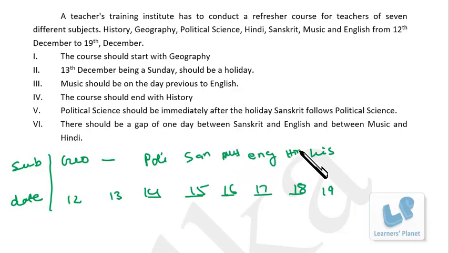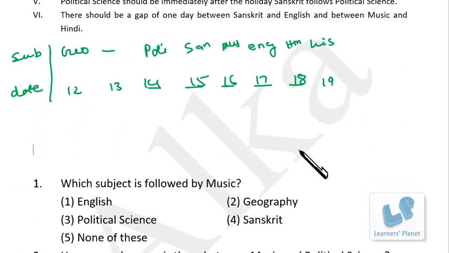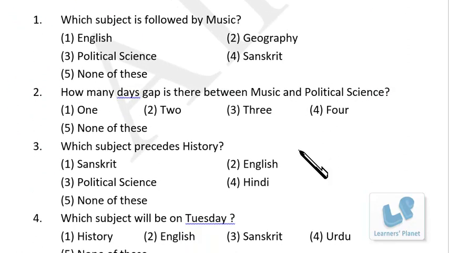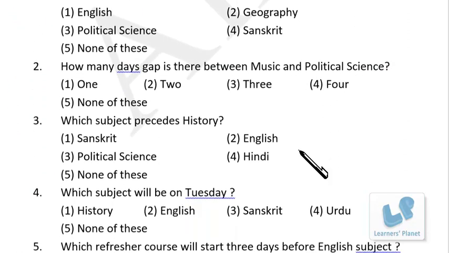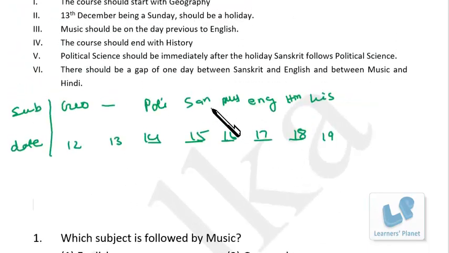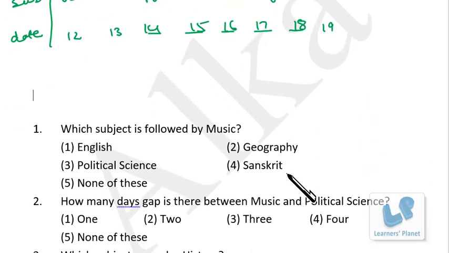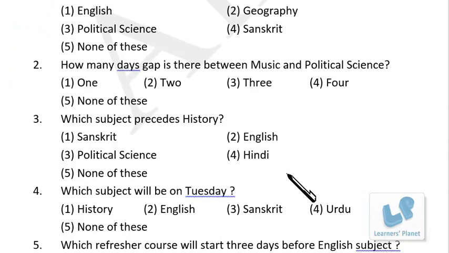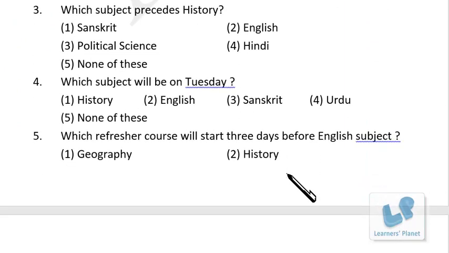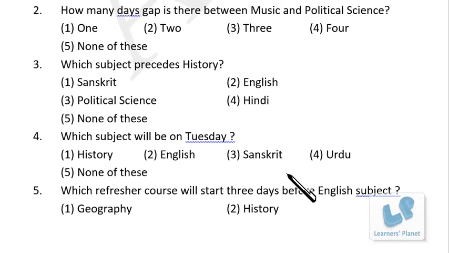All done? So the story is very, very simple. Within I think 2 minutes you can do all the questions, inclusive of this arrangement. All the questions can be done in 2 minutes. Okay, and all 5 questions are there.